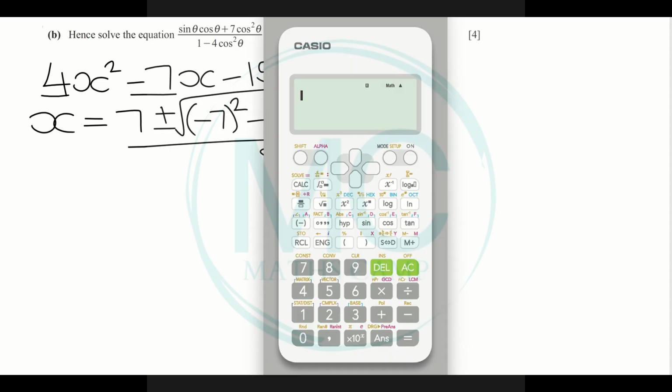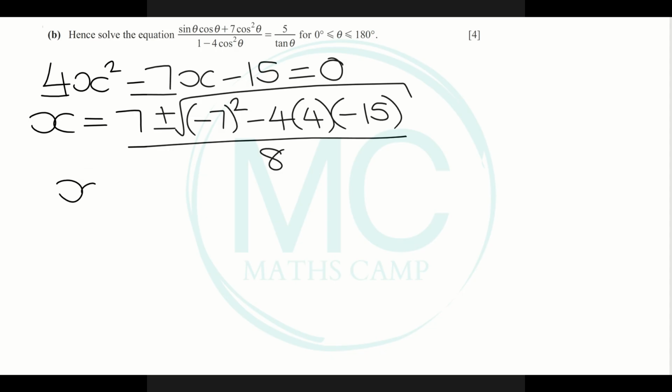Now we can take our calculator and find the values under the root. I have negative 7 squared, so let's open a bracket, negative 7 squared minus 4 multiplied by 4 multiplied by negative 15, close the bracket, is equal to 289. Let's square root, and we get 17, which means that x is now equal to 7 plus or minus 17 all over 8.